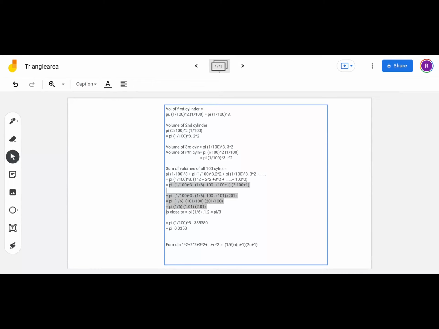Yes, sir. First we have 1 by 100. In the denominator we have 3, sir. And in the numerator 100, 101 and 201. And 100 gets cancelled, so there we get 1, sir. And 101 divided by 100 we get 1.01, sir. And 201 divided by 100, 2.01, sir. So 2.01 is nearer to 2 and 1.01 is nearer to 1, sir.